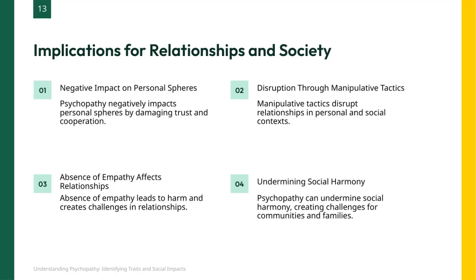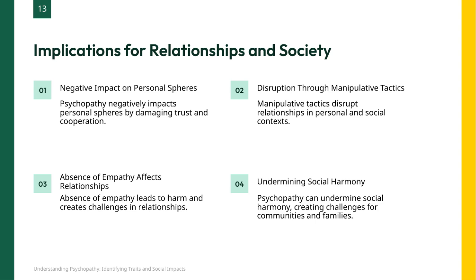Psychopathy has significant implications for both personal relationships and society at large. First, it negatively impacts personal spheres by eroding trust and cooperation, which are foundations of any healthy relationship. This damage makes it difficult for individuals to maintain meaningful connections. Second, the use of manipulative tactics by those with psychopathic traits can disrupt relationships not just on a personal level, but also within broader social contexts. These tactics create confusion and conflict, making it hard for people to work together effectively.